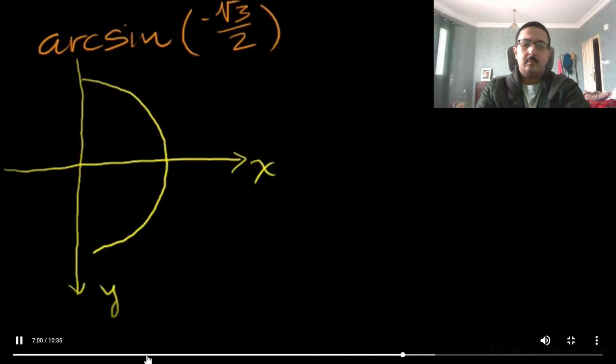And where am I? If the sine of something is minus square root of 3 over 2, that means the y-coordinate on the unit circle is minus square root of 3 over 2. So it means we are right about there. So this is minus square root of 3 over 2. This is where we are. Now what angle gives me that? Let's think about it a little bit. My y-coordinate is minus square root of 3 over 2.